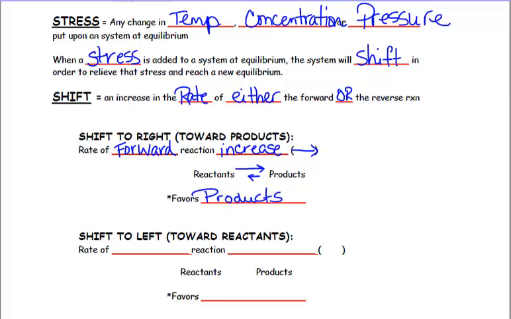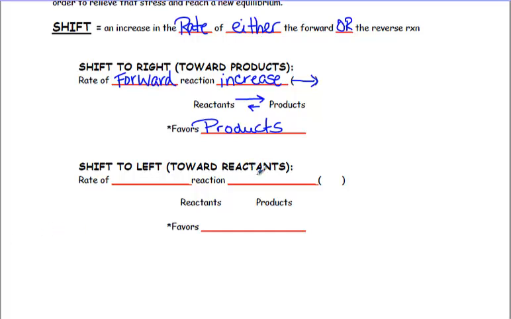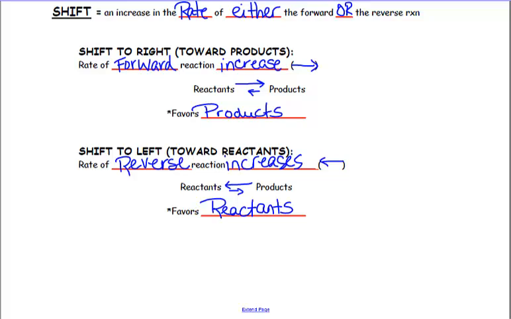Okay, now shift to the left, going back, so that would be the reverse reaction toward the reactants. The rate of the reverse reaction increases. And that's when the arrow goes back this way. Okay, so this is favored versus going forward. So that would favor the reactants. A little confusing, but maybe it'll be clear as we go through all of the stresses.